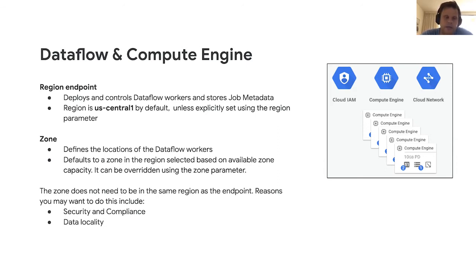Having said that, you can actually specify the zone in a different region, because sometimes there may be reasons that you need to run the job somewhere else because of security, compliance, or data locality, that you have your data in a particular zone or region where we don't have an endpoint, or where you don't really need to deploy that, so you can still do the processing there, right? So that also gives you a lot of flexibility. So that's the way we interact.